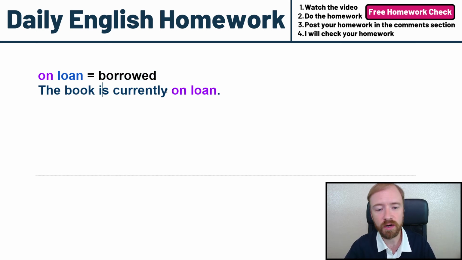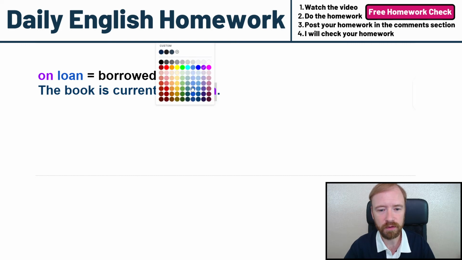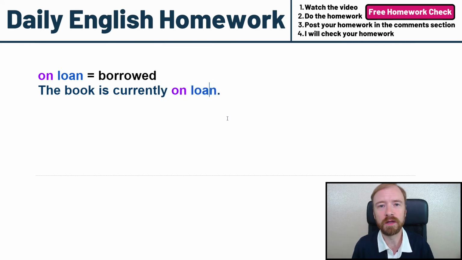On loan, borrowed. The book is currently on loan. Oh, why is this purple? This should be blue. On loan. It's on loan. The book is on loan. I go to the car rental. Do you have a Lamborghini I can rent? And they might say, well, it's already rented, or it's already on loan, something like that.